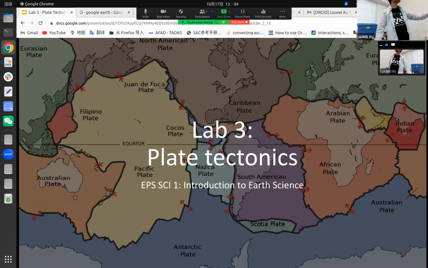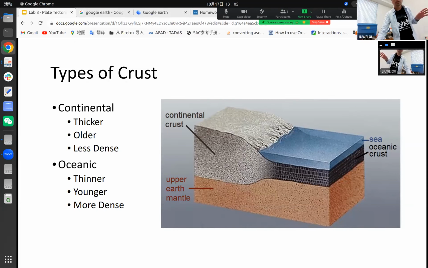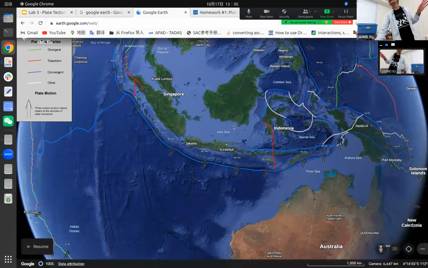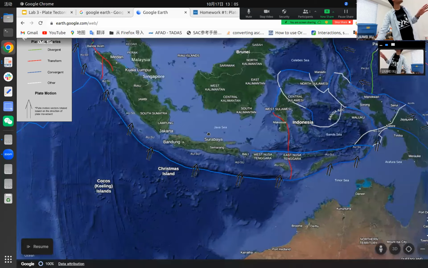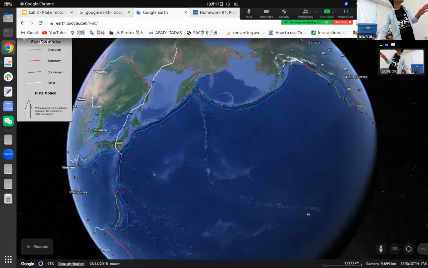So this is the third lab of episode 1 class. Today our topic is plate tectonics. In the lecture, I guess you have learned about the crust. And if you remember the Google Earth presentation, when you try to find your landform on Google Earth, you will find some continents, some oceans.